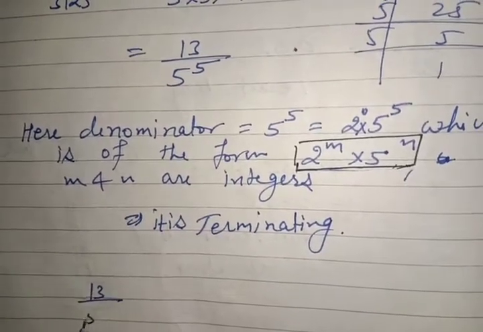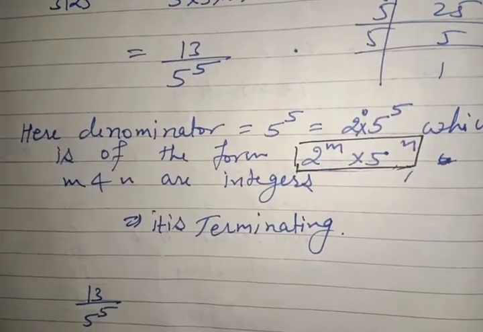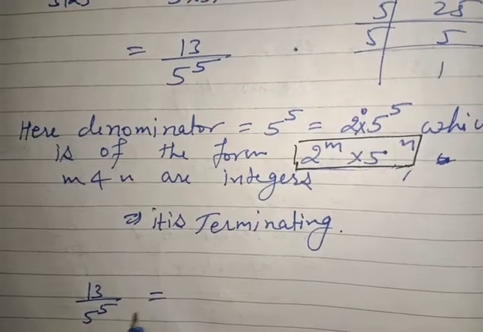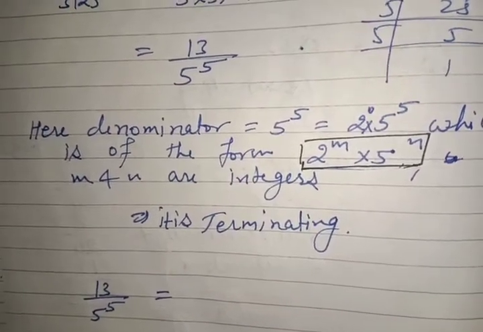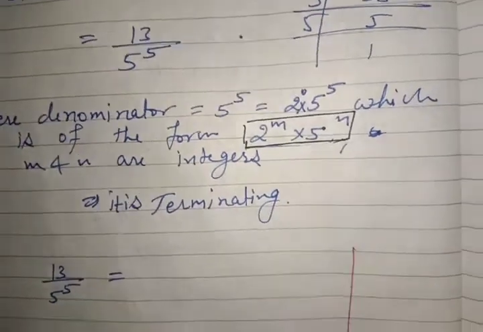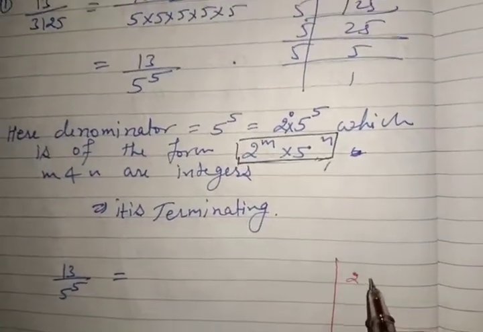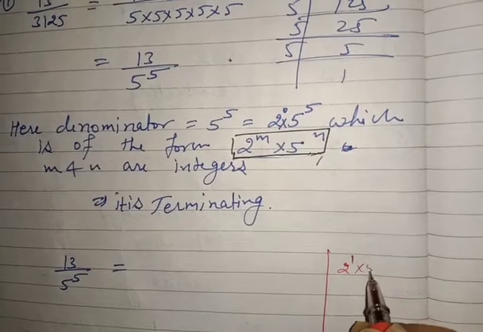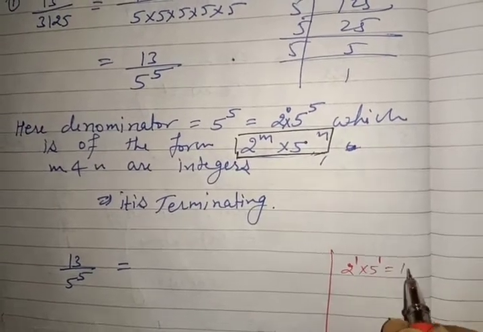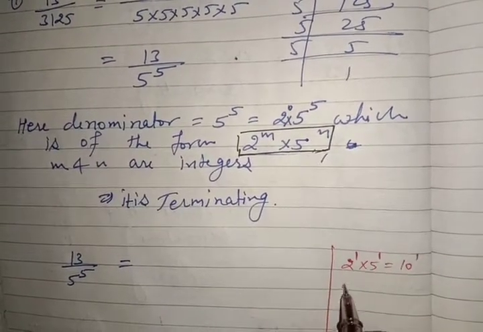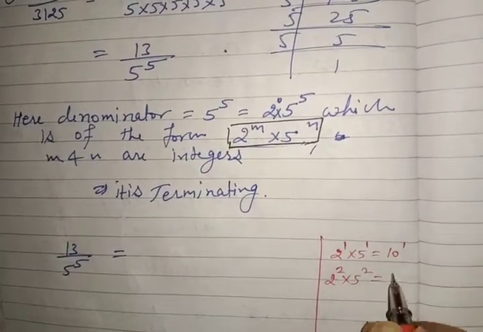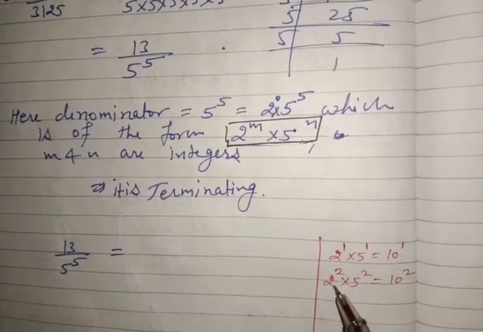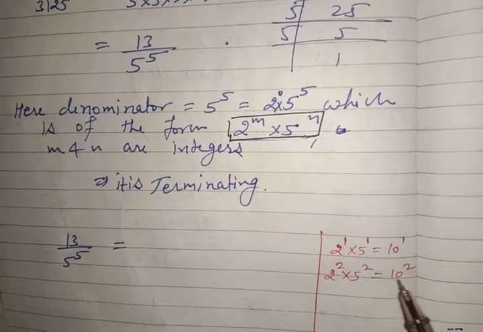If it is 13 upon 5 to the power 5 and I want to convert it into decimal, how can I convert it into decimal? See this side. If I multiply 2 power 1 and 5 power 1, what will I get? 10. If I multiply 2 power 2 and 5 power 2, what will I get? 10 power 2. You can check, it's 4 times 25, and 4 times 25 is 100.